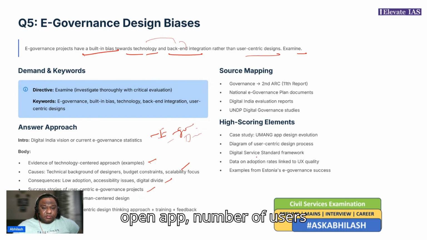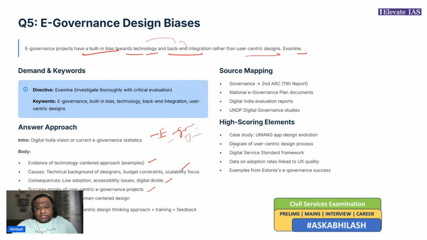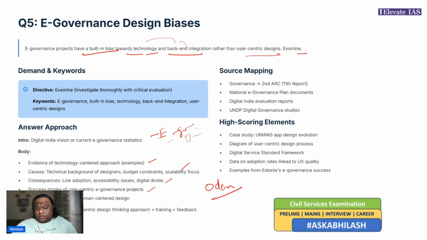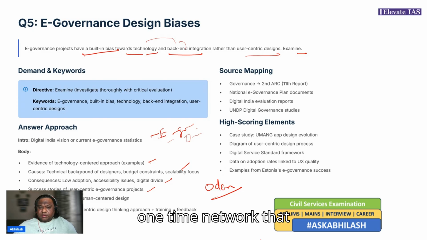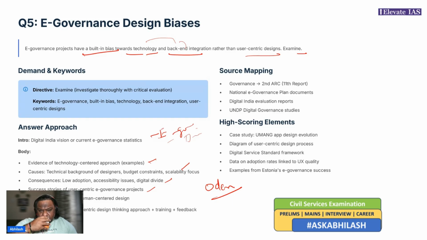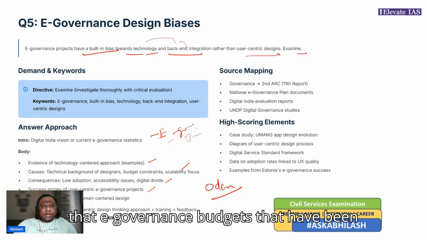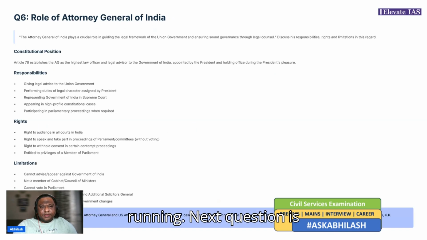So what other requirements are there for being successful in various digital schemes? Like the UMANG app, the number of users using it, and standard service. Then the one-nation network and integration of various digital governance elements. So that can be in record management, and all the e-governance budgets that have been running.